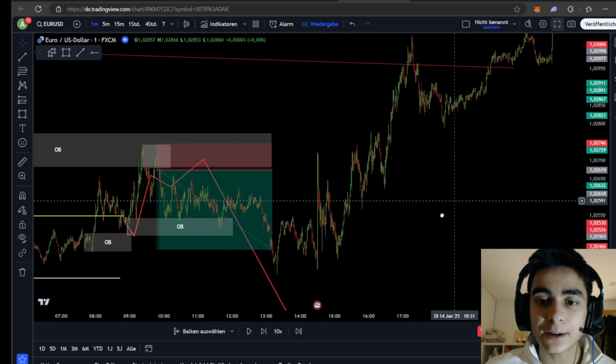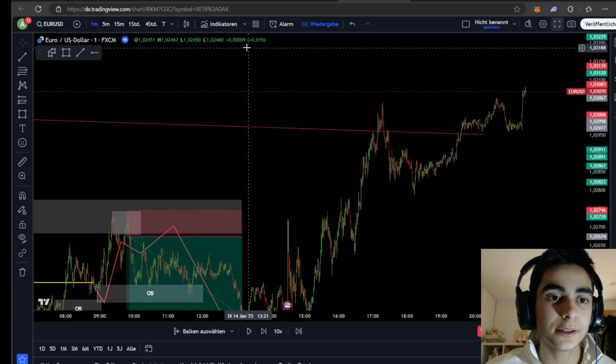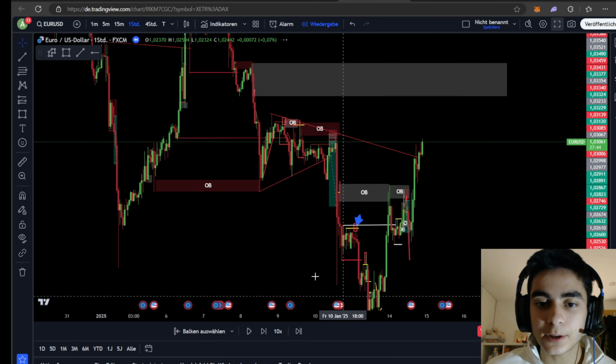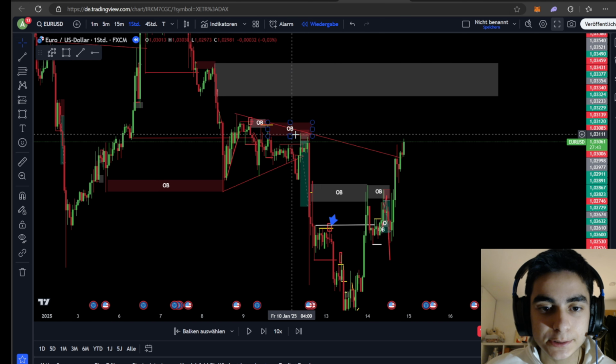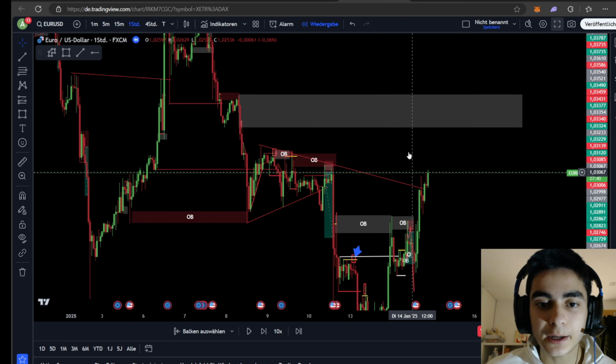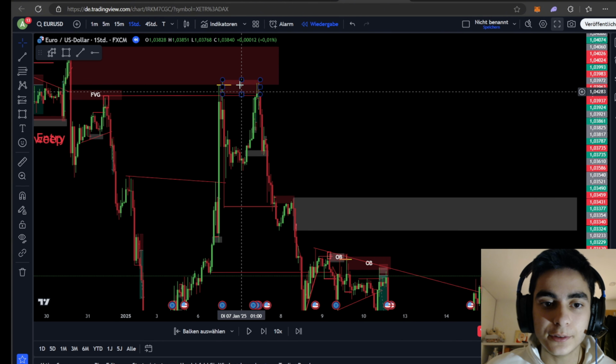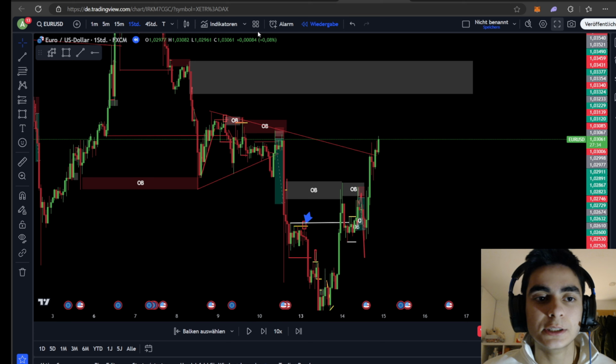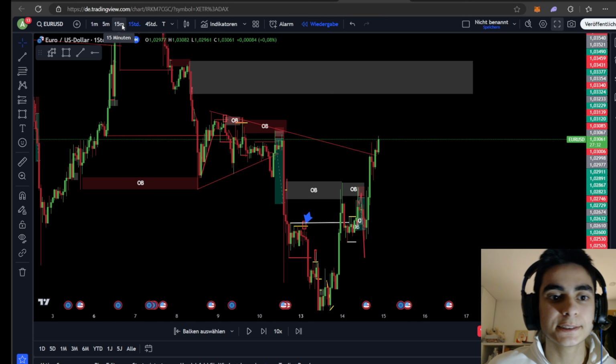What happened shortly after is we just pumped higher. I guess price is gonna aim for all of this liquidity right here, or this trend line, nice liquidity, come back into this order block, or even this up here, and then create a new lower low. So this is my forecast for tomorrow.